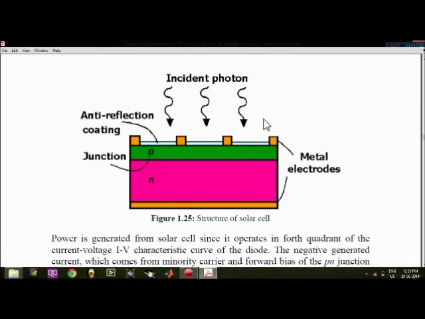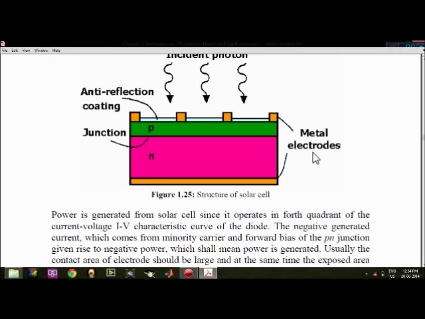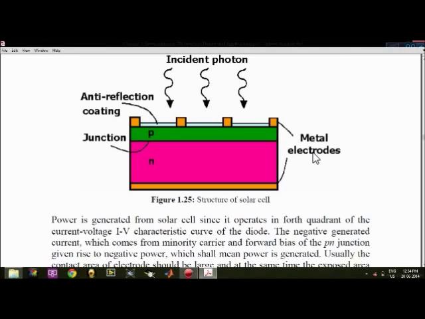This is a very famous diagram. It is a solar cell, which you will read in higher studies. Very efficient cell, solar cell. When incident photons fall on this cell, there is a movement of minority charge carriers, and due to these extra charge carriers, an EMF is produced, and that results in the flow of current. The power is generated from the solar cell because it operates in the fourth quadrant of the current voltage IV characteristics. The negative generated current, which comes from the minority carriers, and the forward bias of the PN junction give rise to negative power, which means that power is generated.